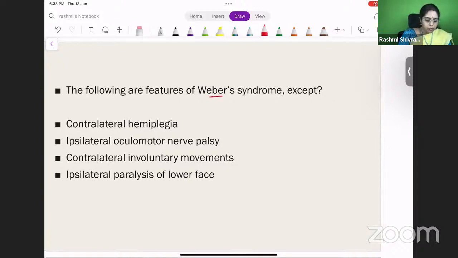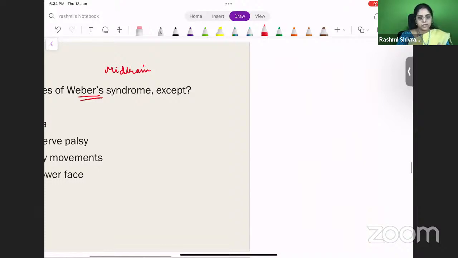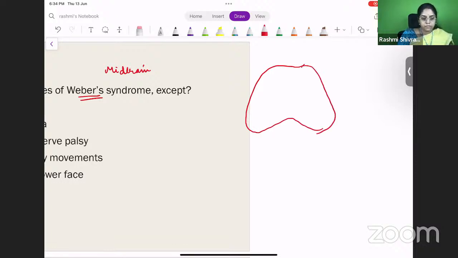Okay, so Weber syndrome, what is it? It's a midbrain syndrome, right? Any of you can answer this question. What are the following features of Weber syndrome except: contralateral hemiplegia, ipsilateral oculomotor nerve palsy, contralateral involuntary movements, or ipsilateral paralysis of face. Okay, so any of you can try answering this question. We'll discuss parallelly. So what are we discussing? We are discussing a midbrain syndrome.